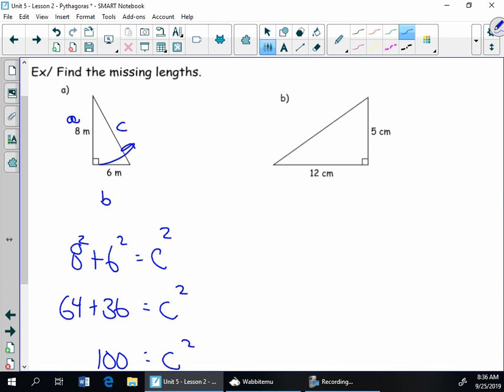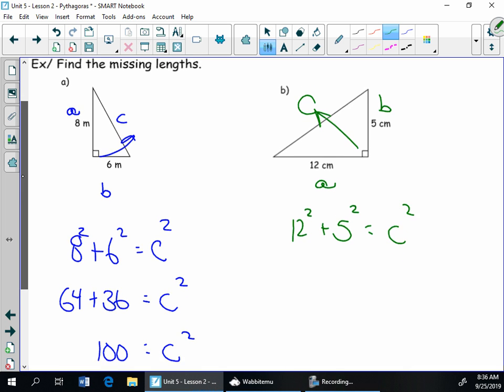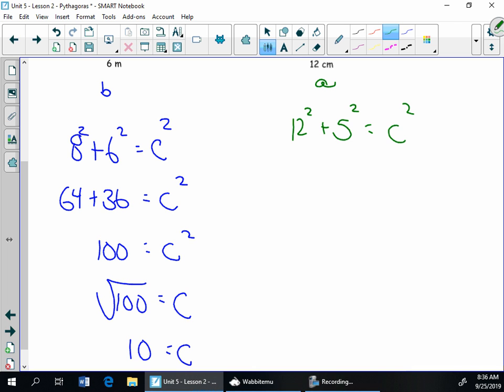Okay, we're going to try the exact same question, different numbers. Let's give this one a try. So A and B are interchangeable, call this A and this B. There's the one that matters. That has to be side C. So A squared plus B squared equals C squared. Numbers on one side, letters on the other, just the way we want it.